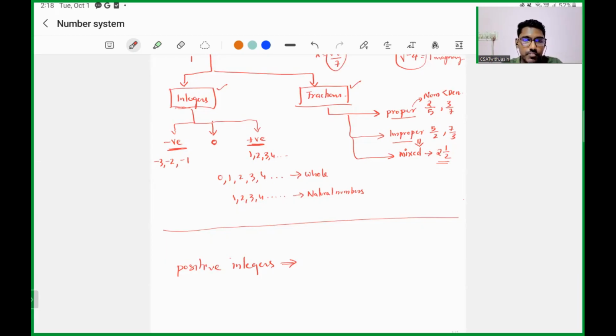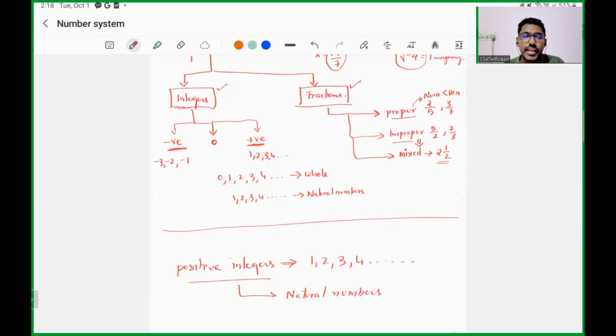Tell me. Come on. Yeah, 1, 2, 3, 4. These are all positive integers. So positive integers are actually the same as natural numbers. Natural numbers means 1, 2, 3, 4. Positive integers also means 1, 2, 3, 4.